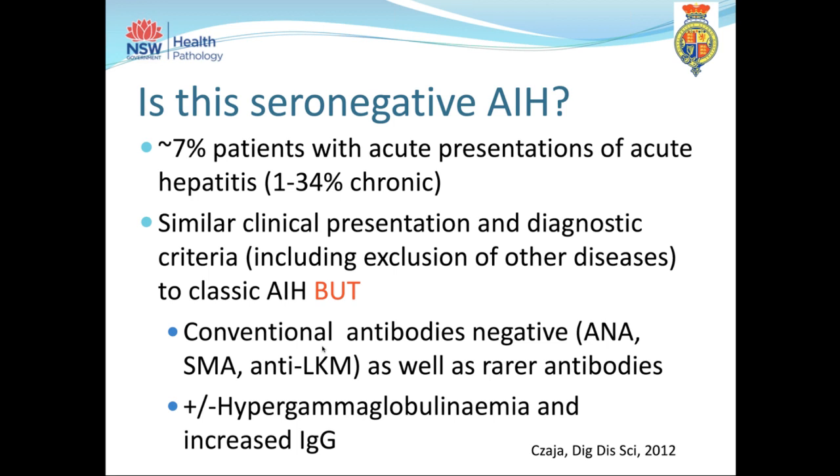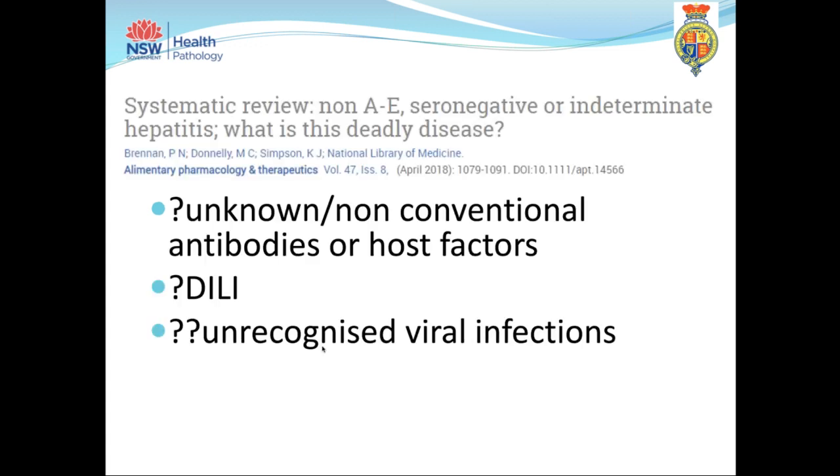So this is a difficult entity, I think, but it's thought that approximately 7% of patients with acute presentations of hepatitis may represent this entity. The diagnostic criteria, say in the literature at least, are that they have a similar clinical presentation and diagnostic criteria to autoimmune hepatitis, including exclusion of other diseases, but the conventional antibodies are negative, as well as some of the rarer antibodies, and they may or may not have hypergammaglobulinemia and elevated IgG levels.